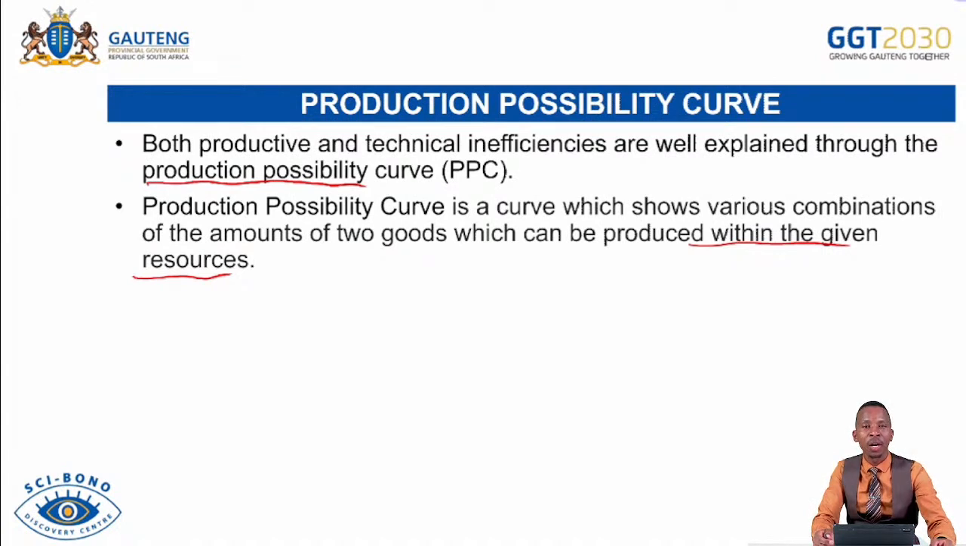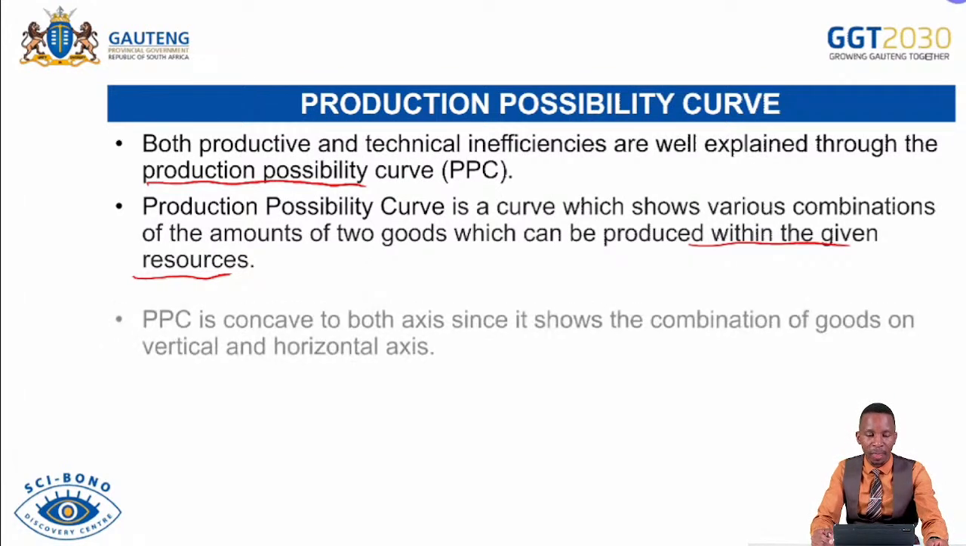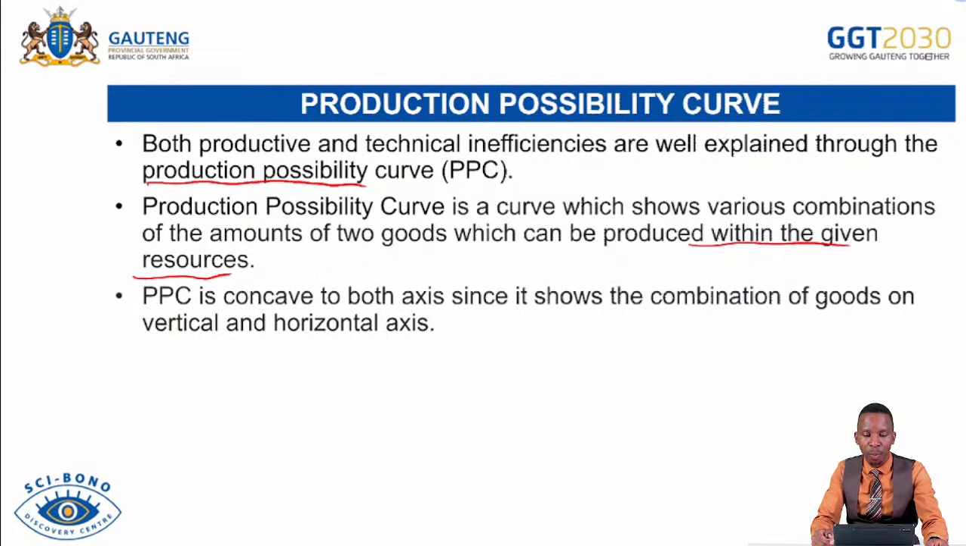So if ever the producer is given a certain amount of money, that amount of money will be shared among these two goods and then they will be produced. That's when we discover compromises that are done by producers as they want to produce more of a particular product and less of another particular product. The PPC is concave to both axes since it shows the combination of goods on the vertical and horizontal axis. One product is on the vertical axis and one product is on the horizontal axis. So that's why we say it is concave on both axes.